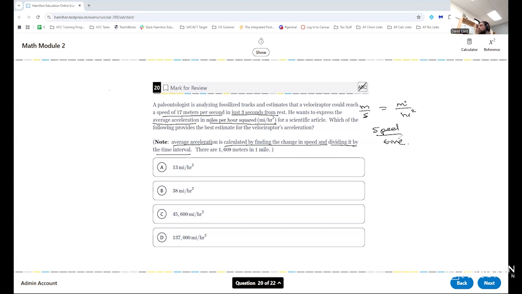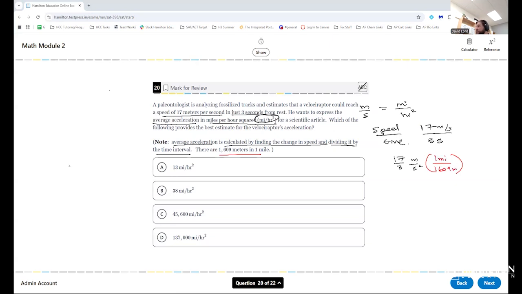Perfect. Okay, so what we could do is do the problem in meters and seconds. That's going to be 17 meters per second divided by 3 seconds, which gives me 17 thirds meters per second squared. But they wanted it in miles per hour squared. So let's go on to the conversion. To go from meters to miles, there are 1,609 meters in 1 mile. So because I have meters on top, I put meters on the bottom, and I put 1 mile on top.